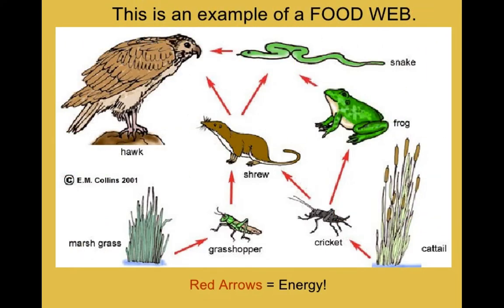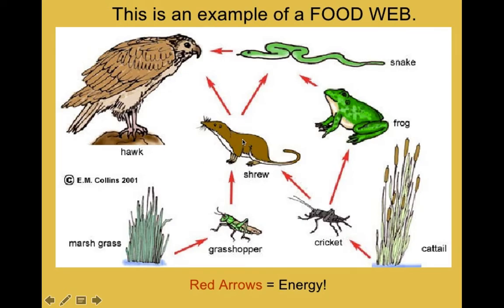Here's an example of a food web. So we have two producers, not just one. We have the cattail plant and we have the marsh grass. And the crickets are eating primarily cattails and the grasshoppers are eating primarily marsh grass. The shrew can eat both of those types of insects.